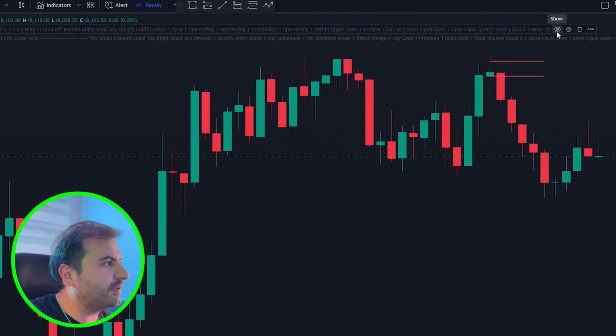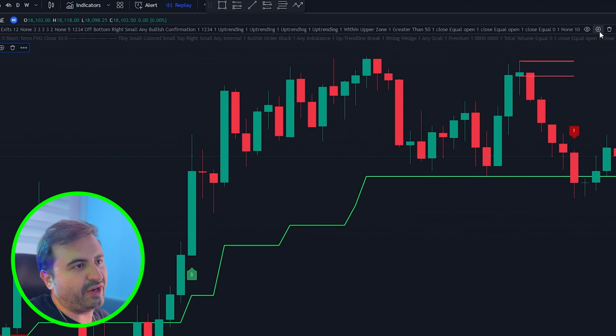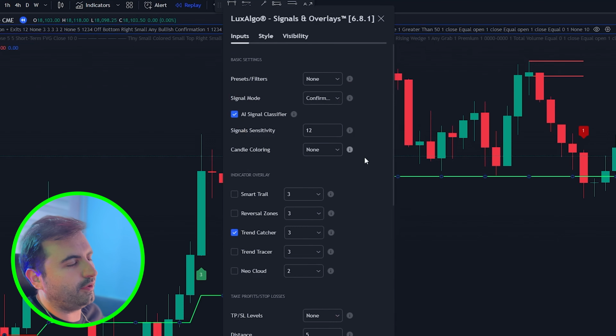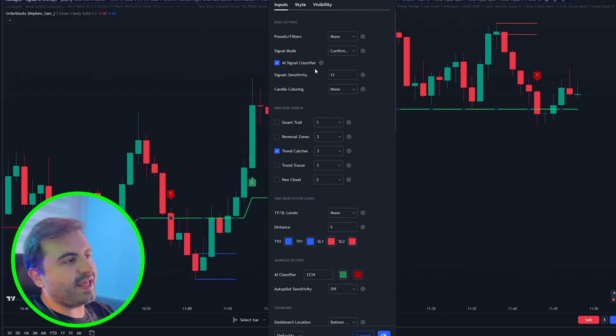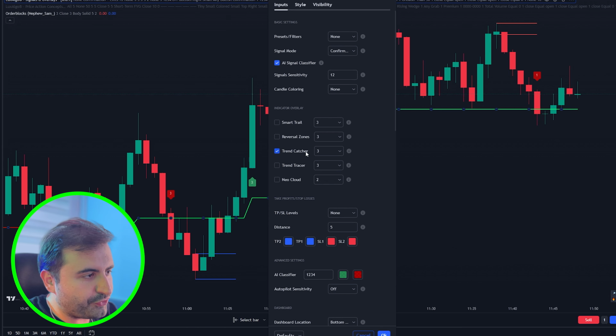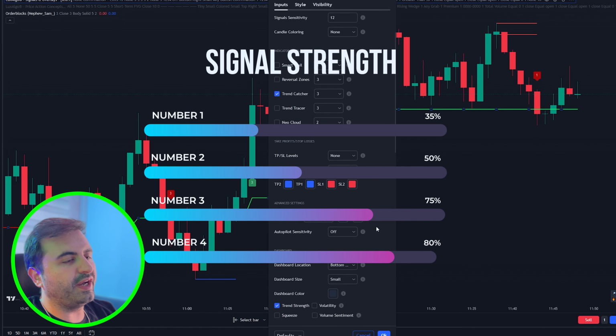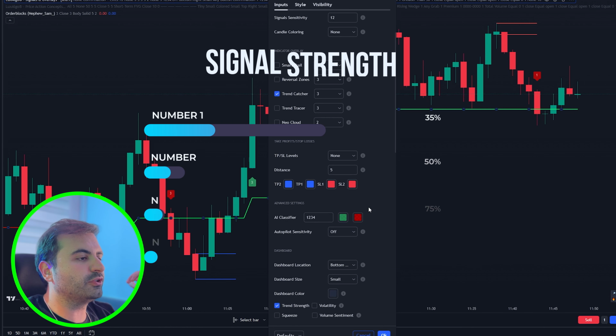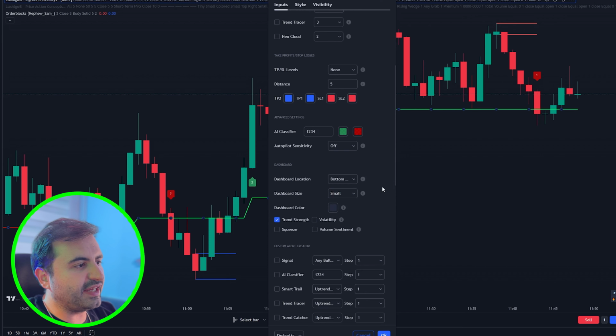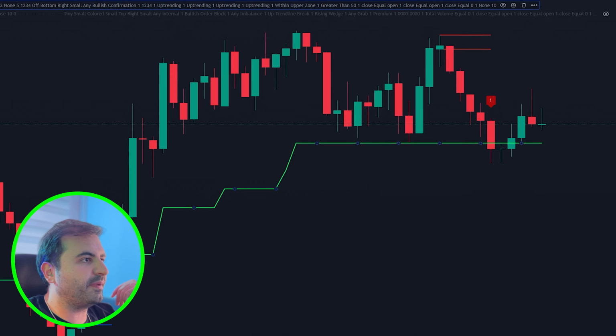Now let's enable the signals and overlays. This is one of my favorite indicators in the whole indicator world. What I enabled is the AI classifier. My sensitivity is 12. This is my go-to sensitivity when it comes to day trading on the 1 minute, 3 minute and the 5 minute. I have enabled the trend catcher, which I use regularly, and the AI classifier setting is 1, 2, 3, 4. The 1 is the lowest, the 4 is the highest accuracy one, and that's all you need to do. Just hit the OK button if you have done that.